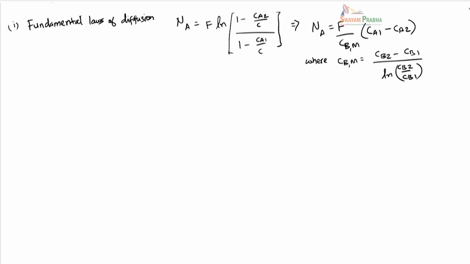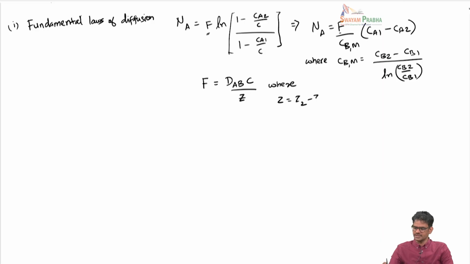So we can write the mass transfer flux based on the F-type mass transfer coefficient. Okay, so this is one possibility. In this case, this mass transfer coefficient F is related to the diffusion coefficient DAB in this way, where Z here is Z2 minus Z1. So this is one way of writing the mass transfer flux, which we call the fundamental laws of diffusion based analysis.